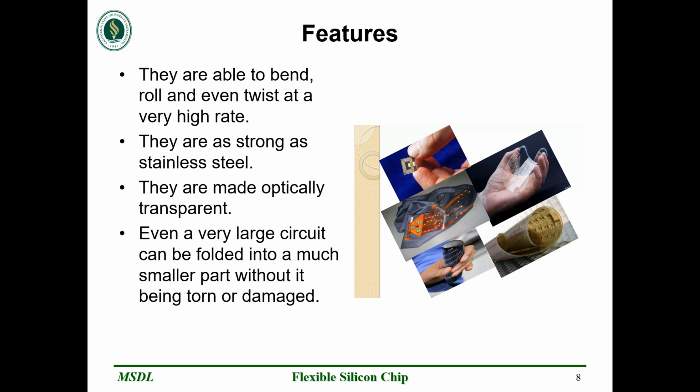Now we move forward to the features. What are the features of flexible silicon chip? So we are able to bend, roll, and even twist at a very high rate. The flexible silicon chips are as strong as stainless steel. They are made up of optically transparent material. Even a very large circuit can be folded into a much smaller part without being torn or damaged.